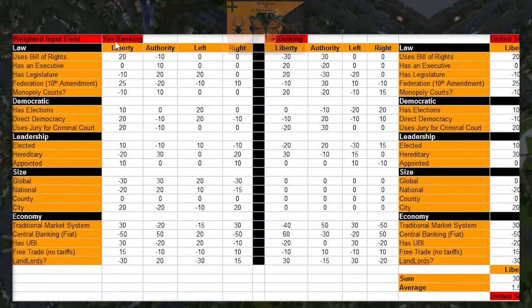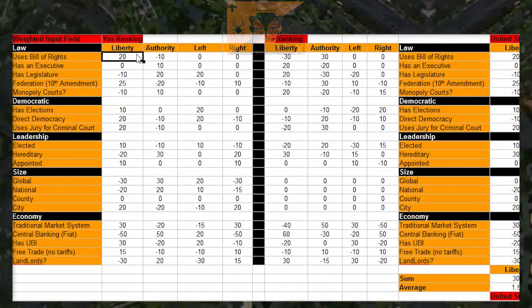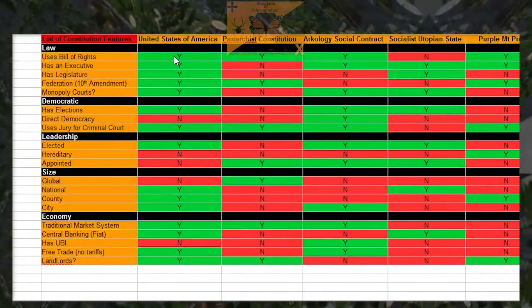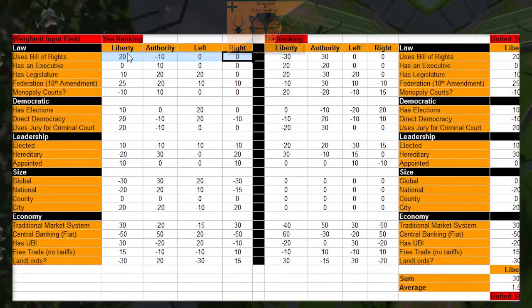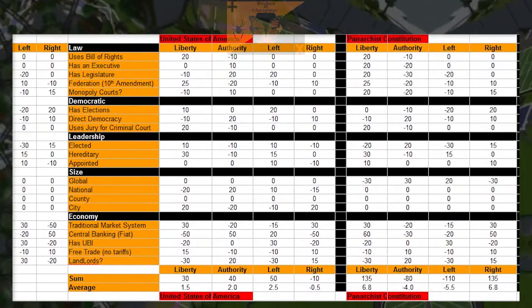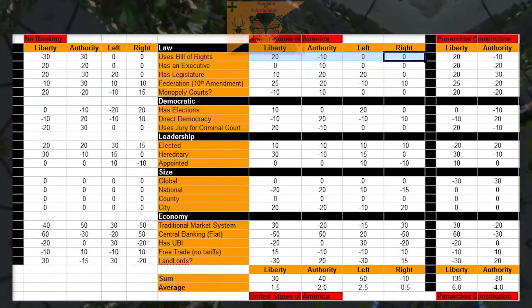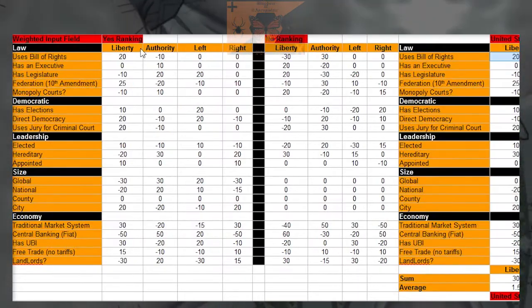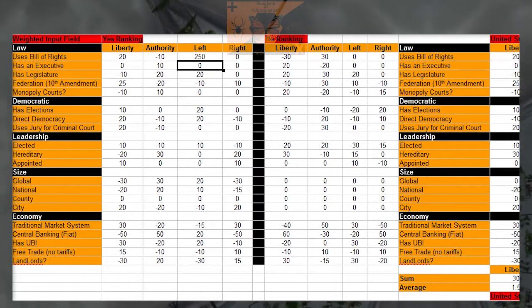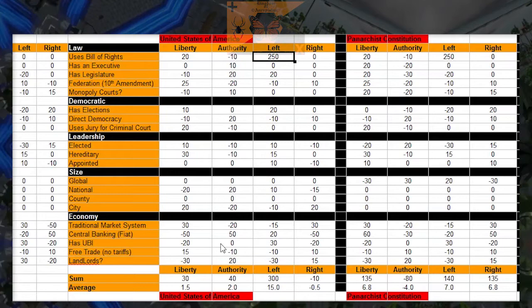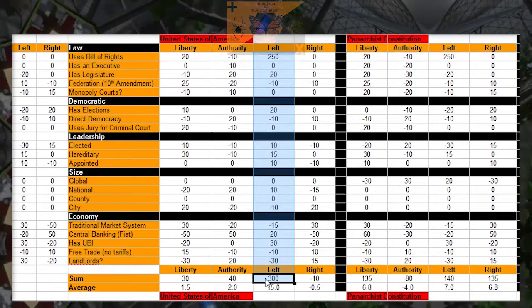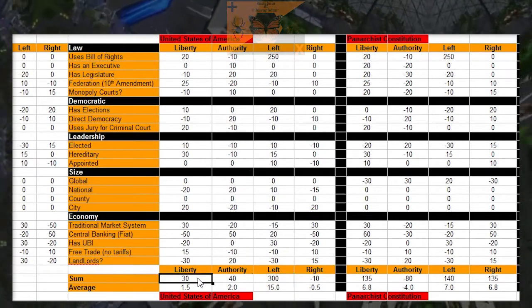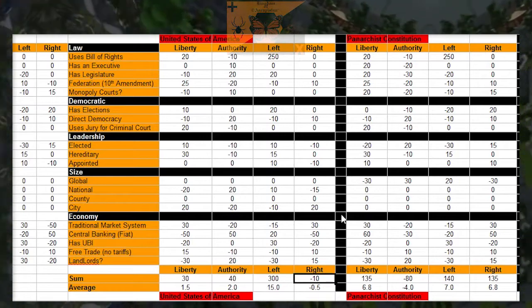So, for example, here's our yes ranking. If we have a yes right here, uses the Bill of Rights, United States of America, yes, then display this information right here. So 20 minus 10, 0, 0. Now if we have a left adds 250, since it's a yes, we have our 250 left right here. This all gets summarized right here. The summation is at the bottom for liberty, authority, left, and right.